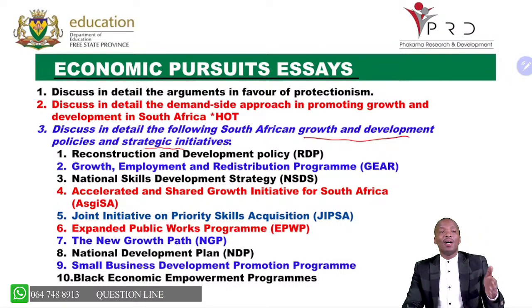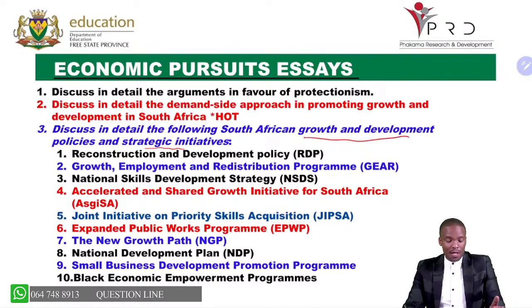And we are also looking now at number 3, the following growth and development policies or strategies. As you remember, these are the policies that we've been discussing: RDP, which is the Reconstruction and Development Policy, GEAR, NSDS, ASGISA, JIPSA, the EPWP, the NGP, the NDP, as well as the SBP, SDBP, AAP, then the other one is the triple BEE.